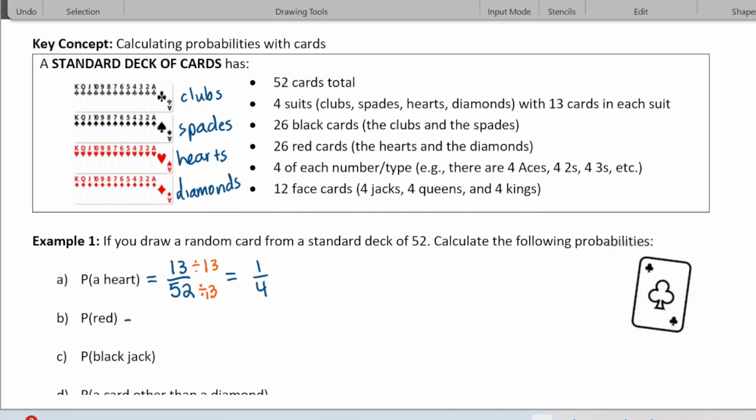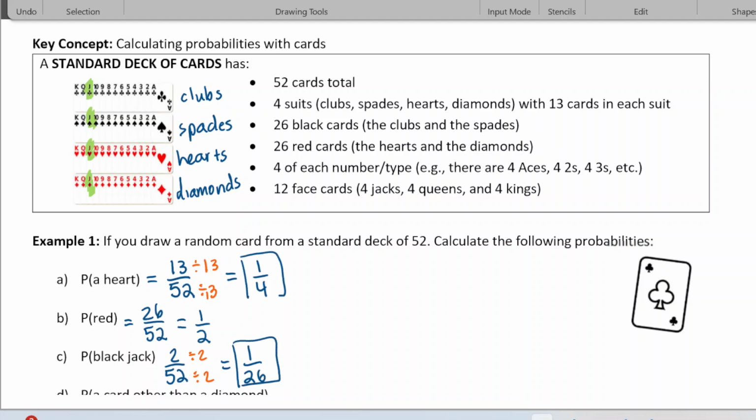Chances of pulling a red card, so there's 52 cards total, and 26 cards are red. Half of them. Okay, so if we reduce that, divide by 26, we get 1 out of 2. Okay. Chances of pulling a black jack. So jacks are those J cards. I'm just going to highlight them here. So there are all the jacks. There's 4 of them in total, but only 2 of them are black. So there's 2 black jacks out of 52 cards in total, and we can reduce this by dividing by 2. So the chances that we pull a black jack out of a deck is going to be 1 out of 26. I'm just going to highlight my answers here.